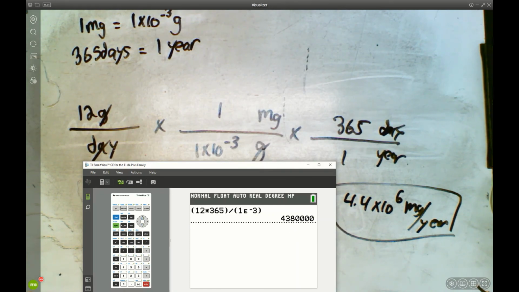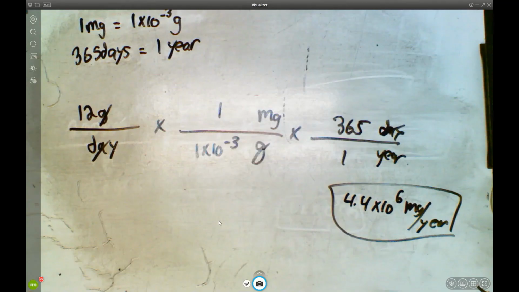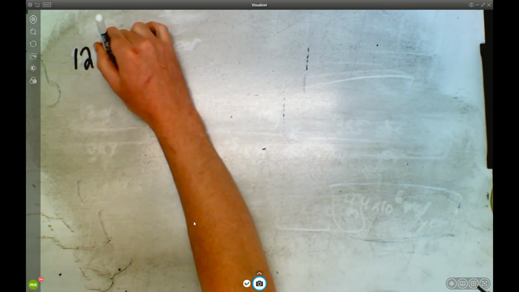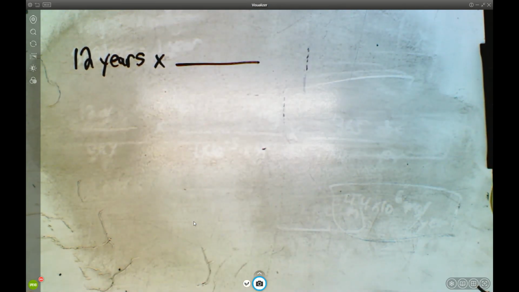Okay, and then our very last one before the board questions is this one here. We have 12 years to seconds, so this is a little bit of a confusing one. With this one, time conversions are easier because we already have them in our head, so I'm not going to write out the conversion factor for this one. So we have 12 years. Now we want to convert years into seconds, but we don't know how many seconds are in a year, so we have to take steps along the way.